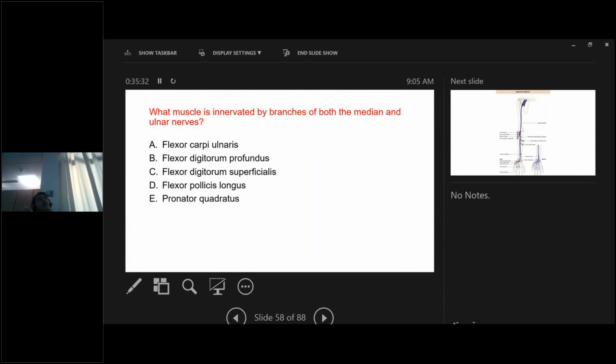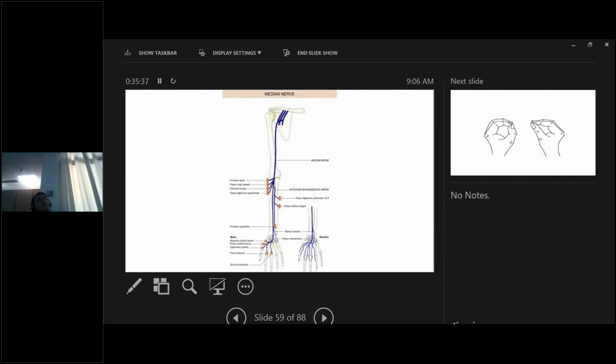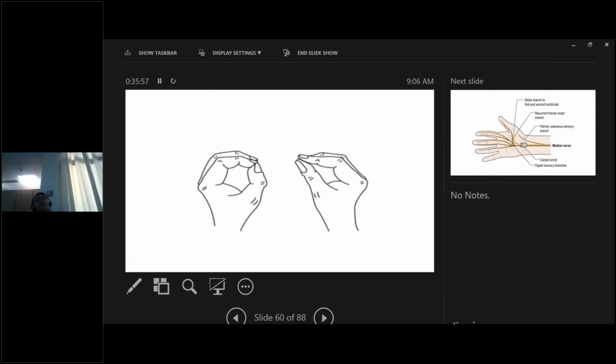Okay, and you know it's important, the flexor digitorum. They like to ask about the anterior interosseous nerve. So if a patient has a lesion in the anterior interosseous nerve, what can he do? The OK sign. Okay, so they love to ask about this.